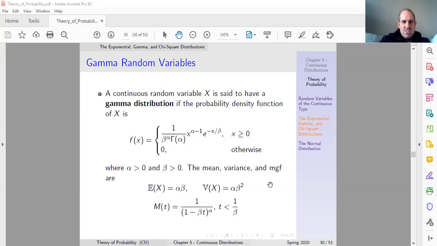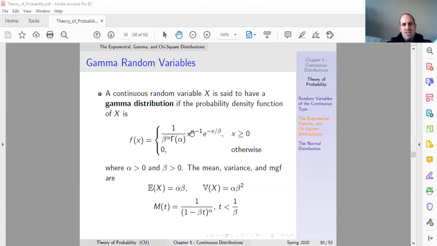And why does this thing integrate to 1? Well, let's check that out, so let's go over and look at that. Oh, and by the way, notice if I take this density right here and I plug in alpha equal to 1, what do I get? If I plug in alpha equal to 1, gamma of 1, that's just 1.